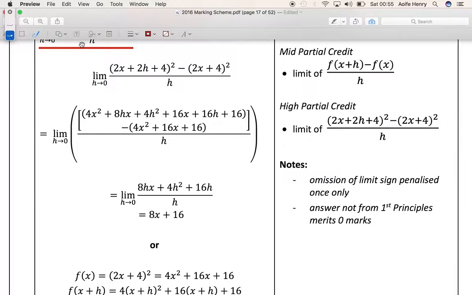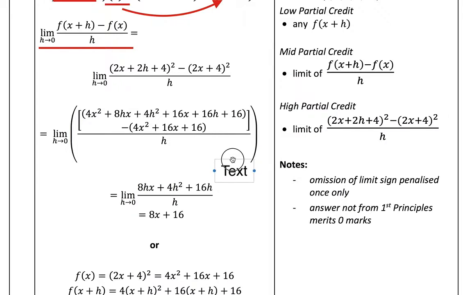So once you divide h into everything, it will give you 8x plus 4h plus 16, okay? And then, once you've simplified everything, then you can replace h with 0, but not until you've simplified it down. If you do this at first, then you'll get an undefined function. You can't divide anything by 0, so you must simplify it down first. This will cross out that term, and you'll have 8x plus 16.